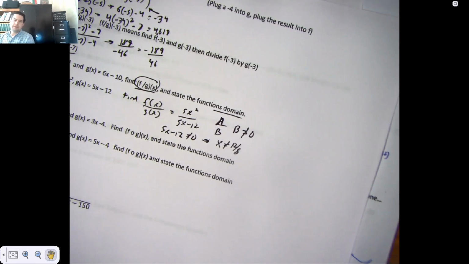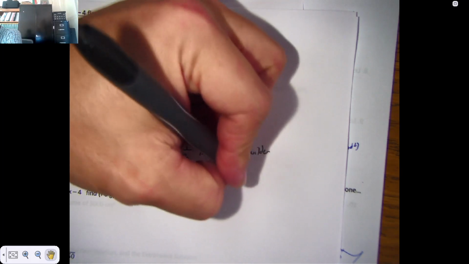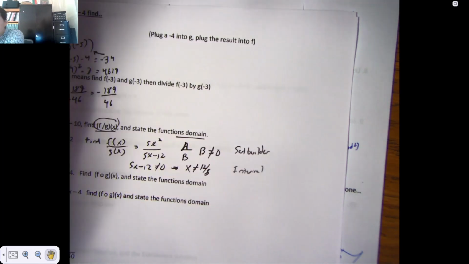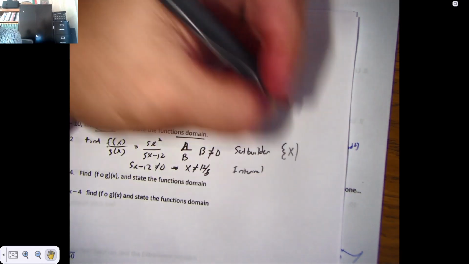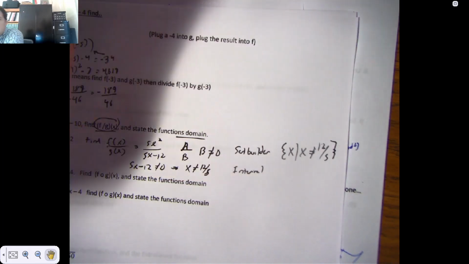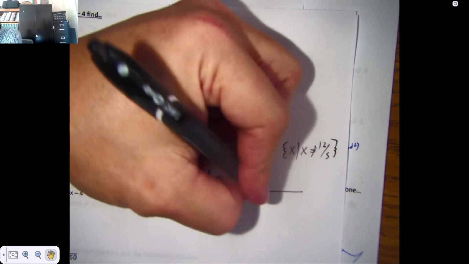Now, how do you answer a question like that? You use either set builder or interval notation. Set builder or interval, and you have to know both. I hate it for you, but you have to know both. Set builder says all values of x such that x is not 12/5. It's the easy one. Interval notation, again, you would think about a number line.